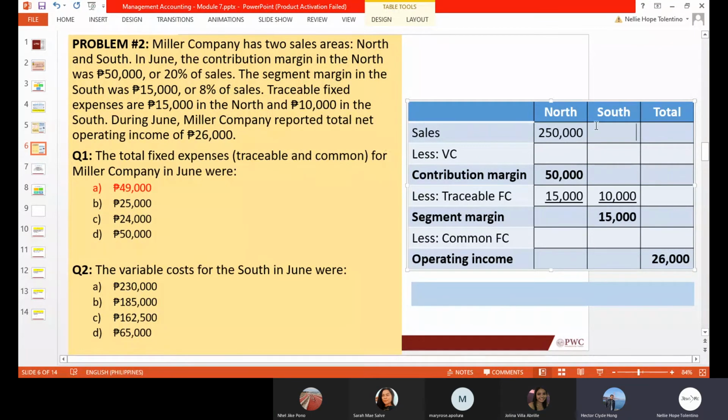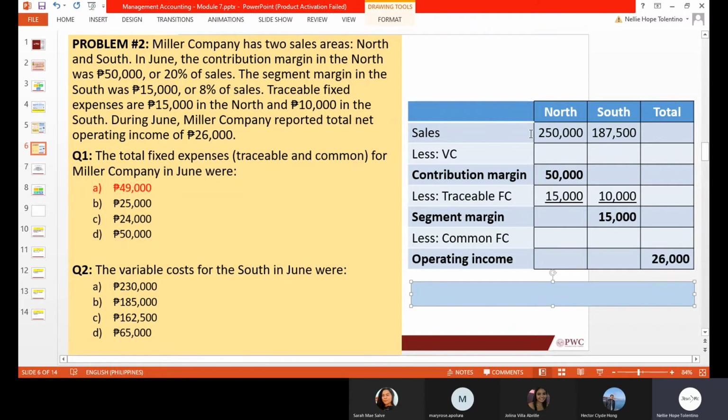187.5, ma'am. Yes, it's 187,500. So, how do you do that? For the sales ni North, paano siya nakuha? Sige nga, formula. Give me the formula so that others can follow. Paano nakuha ang sales ni North? What's the formula? 50K, ma'am. Divide by 20%. Yes, 50 divided by 20%.